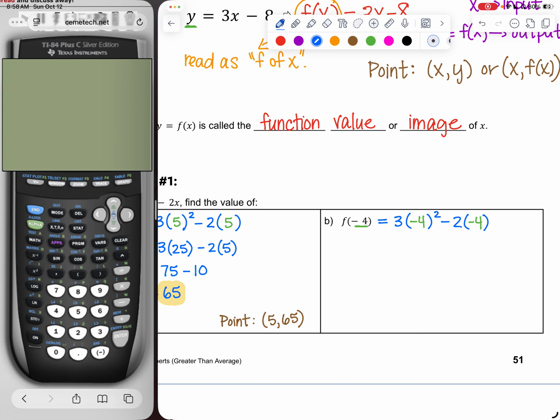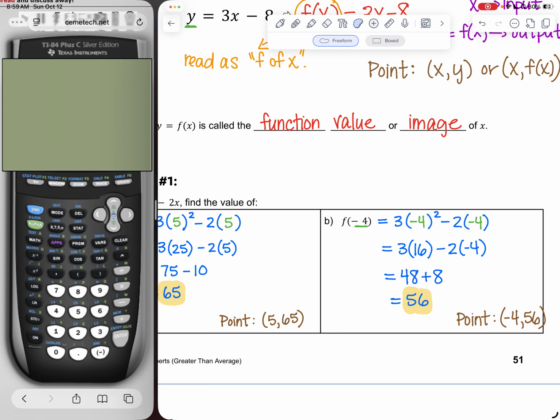So then let's start simplifying. -4 squared is a positive 16 because a -4 times a -4 is a positive 16. We have -2 times -4 comes down. 3 times 16 is 48. -2 times -4 is a positive 8. And 48 plus 8 is 56. And I know that the point that represents this is going to be written as (-4, 56). That is the point.